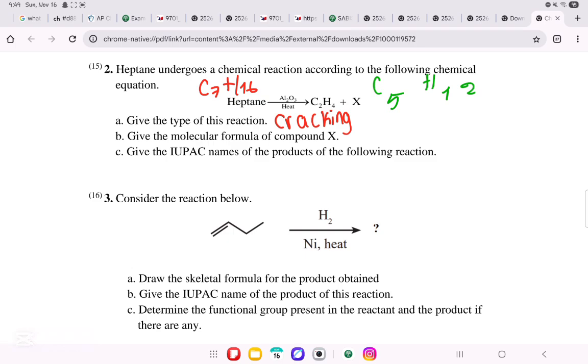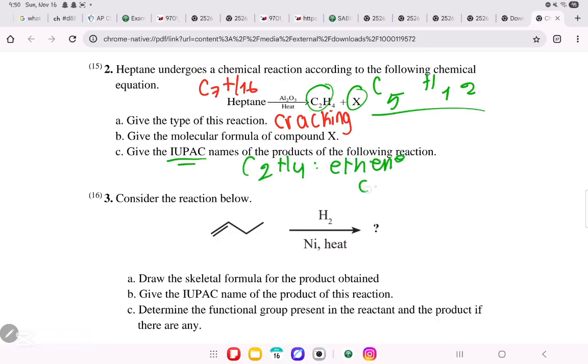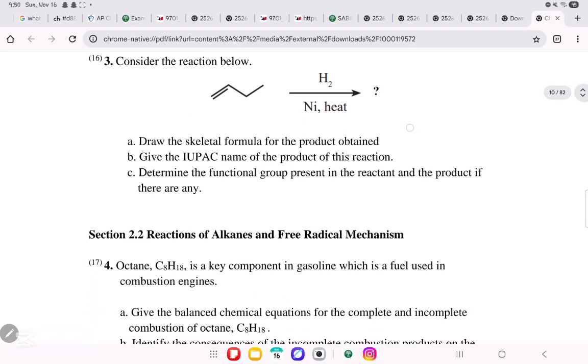Give the IUPAC names of the products of the following reaction. So when they say IUPAC names, that means they want the universal name, which means the name of this and the name of this. This C2H4 has a name which is what? Which is ethene. And this C5H12 has a name which is what? Which is pentane. Okay, we move on to question number 3.